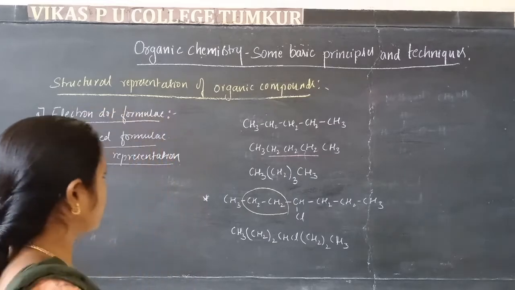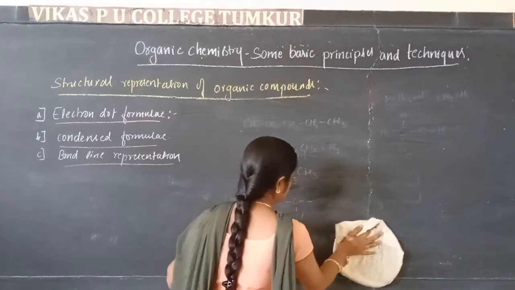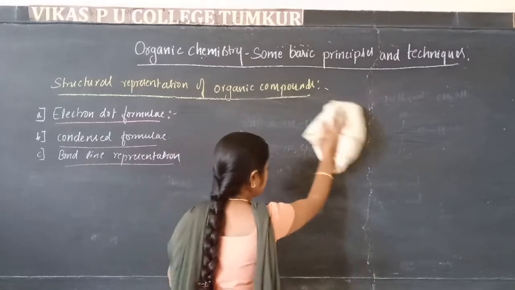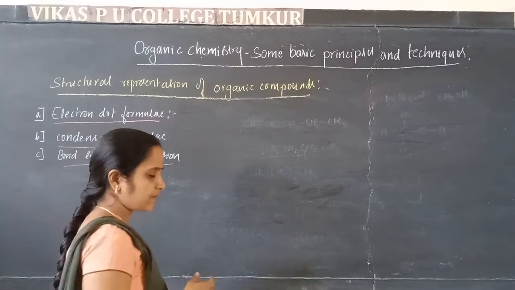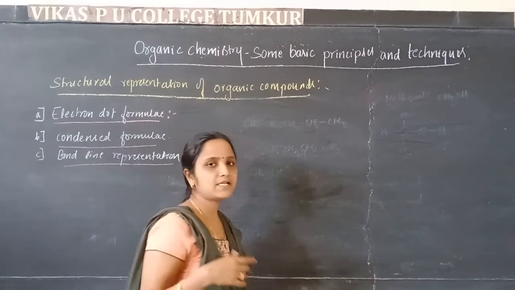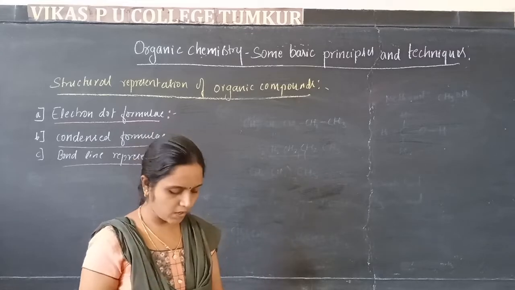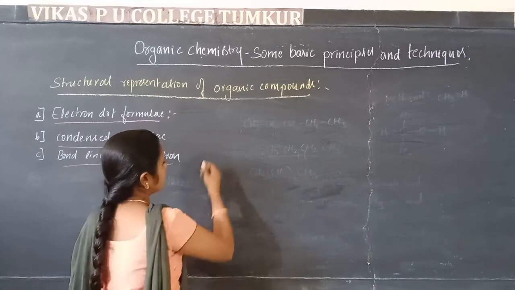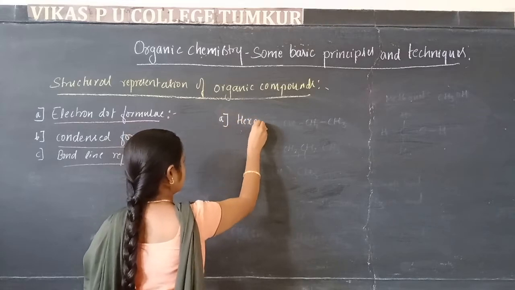Suppose they have given hexane. Hexane means 6 carbon atoms. We know that it is an alkane, consisting of single bonds. First we are going to take that as an example.